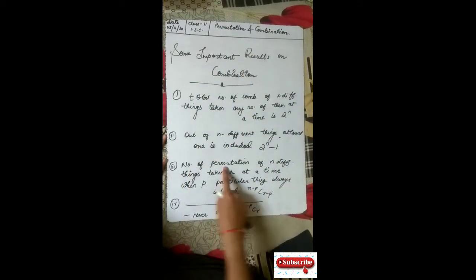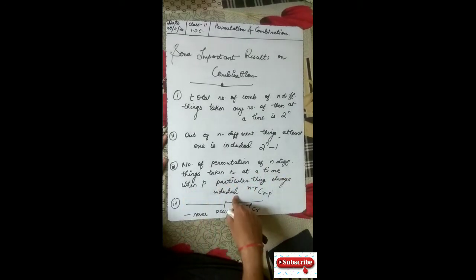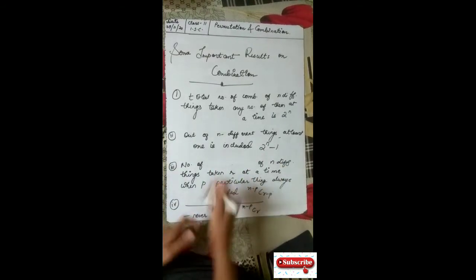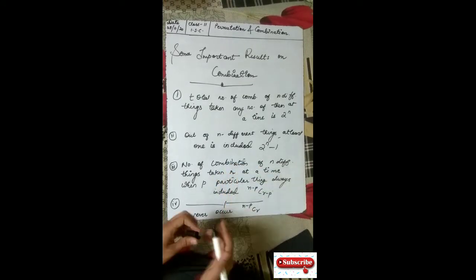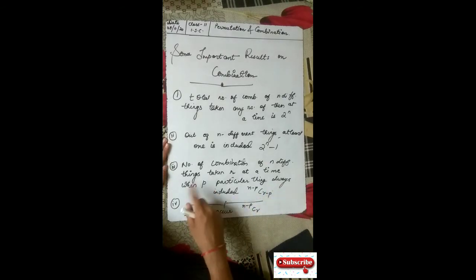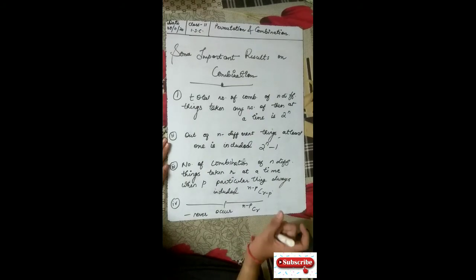Number of permutations of n different things taken r at a time when p particular things are always included. Okay, sorry, this is not permutation, this is combination. So, the number of combinations of n different things taken r at a time when p particular things are always included. Any particular thing is always included, so it is n minus p C r minus p. This will be the total number of ways.